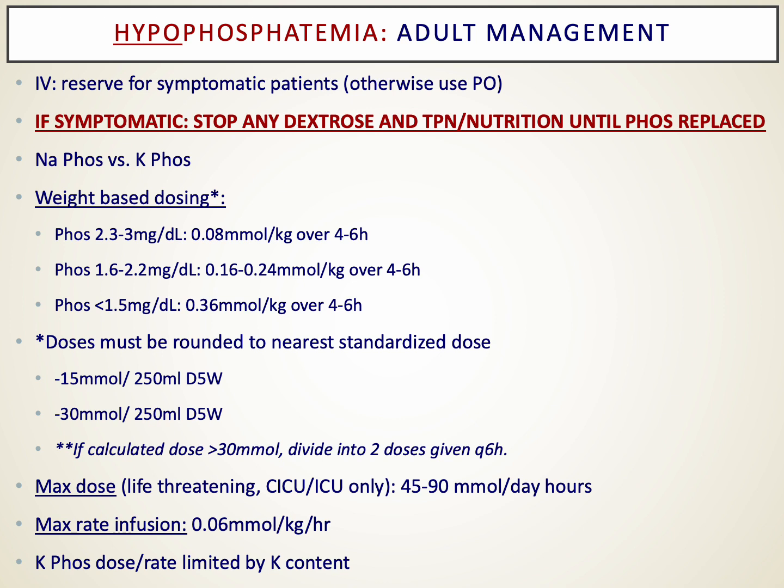We could use sodium phos or potassium phos or a mix of the two, and there's some tables here for weight-based dosing based on what the phos levels are, and the dose usually is rounded to a standard dose. And IV phos will either use sodium phos or potassium phos, usually 15 or 30 millimoles and 250 of D5 is typically what we'll give as a standard solution if we give it intravenously.